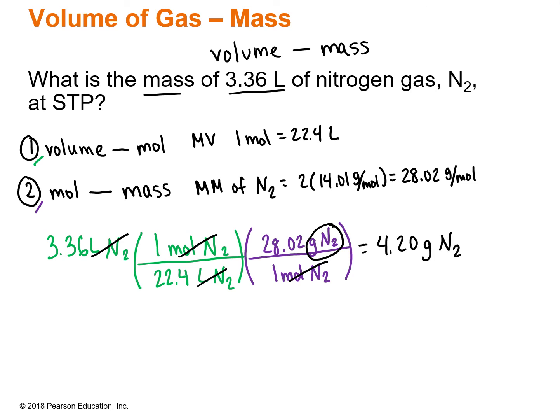So at the end of it, you should get 4.2 grams of nitrogen gas. And you should have 3 sig figs here. How did we do on that one? I know a few of y'all got it. Go for it. What's your question?